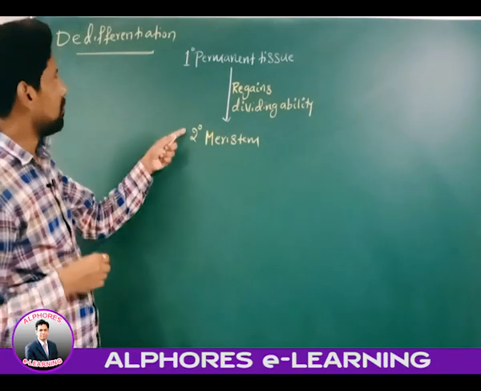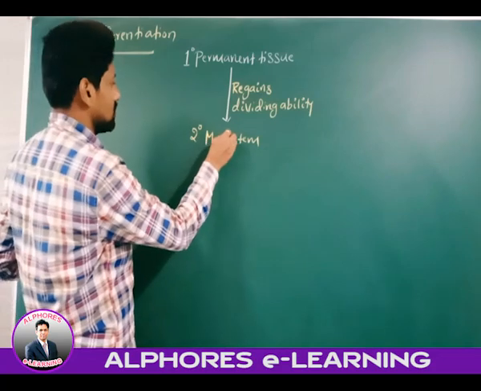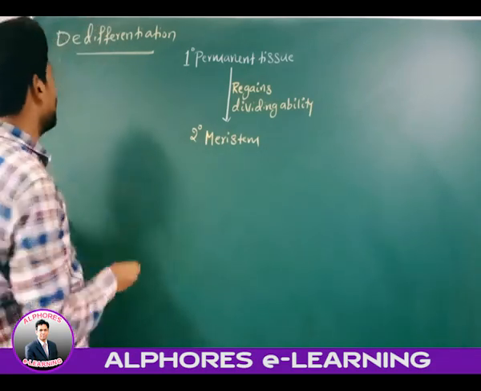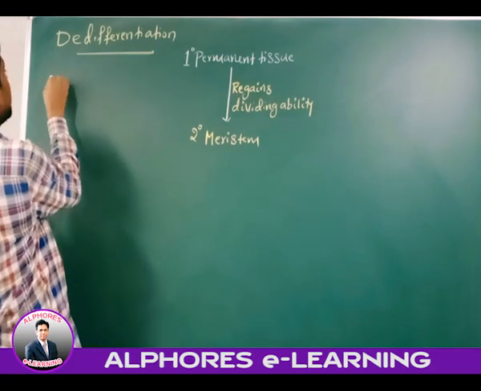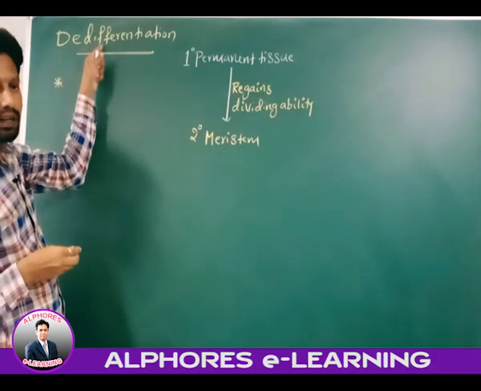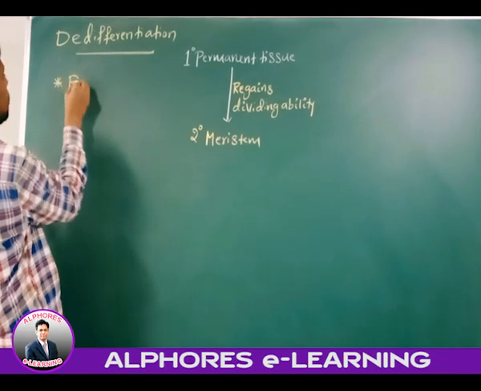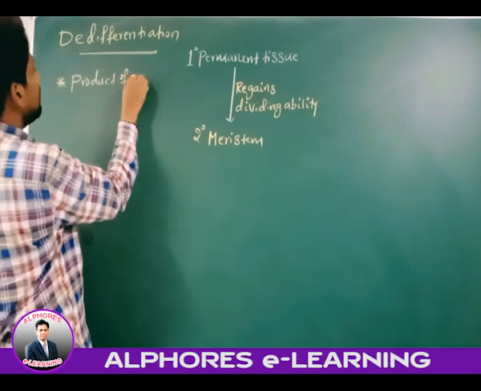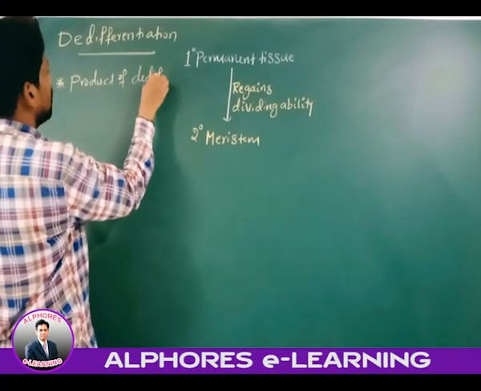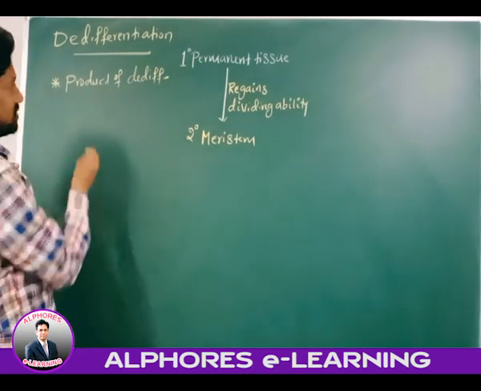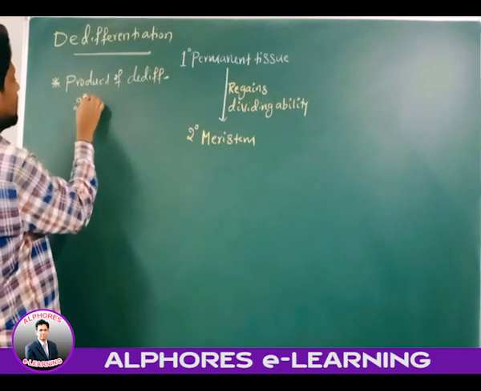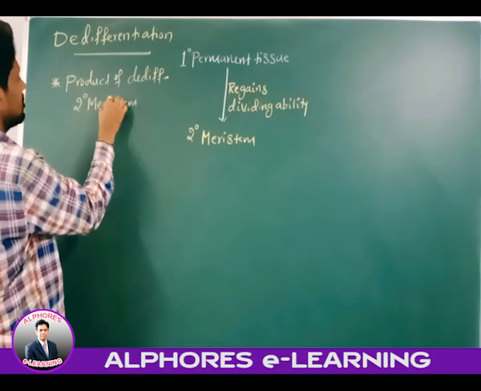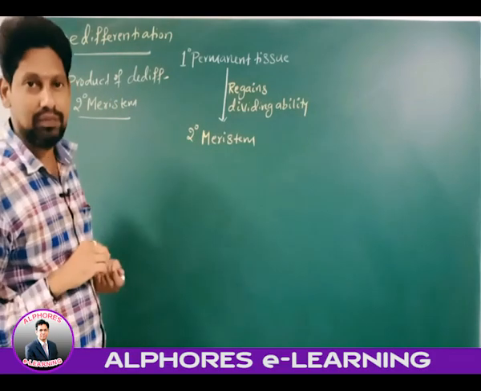Meristem formed by de-differentiation process is called what? Secondary meristem. Therefore, what is the product of de-differentiation? Secondary meristem. Is it okay?